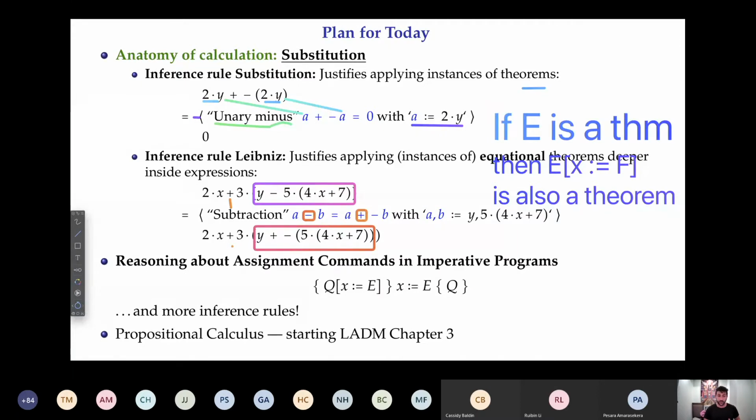This kind of rewrite is under the name Leibniz. These are just the theoretical foundations for why you can do a substitution in the middle of a theorem, or why you can replace equals for equals nested within expressions. These are covered in chapter 2 and at the beginning of chapter 3, and we'll come back to them later on.